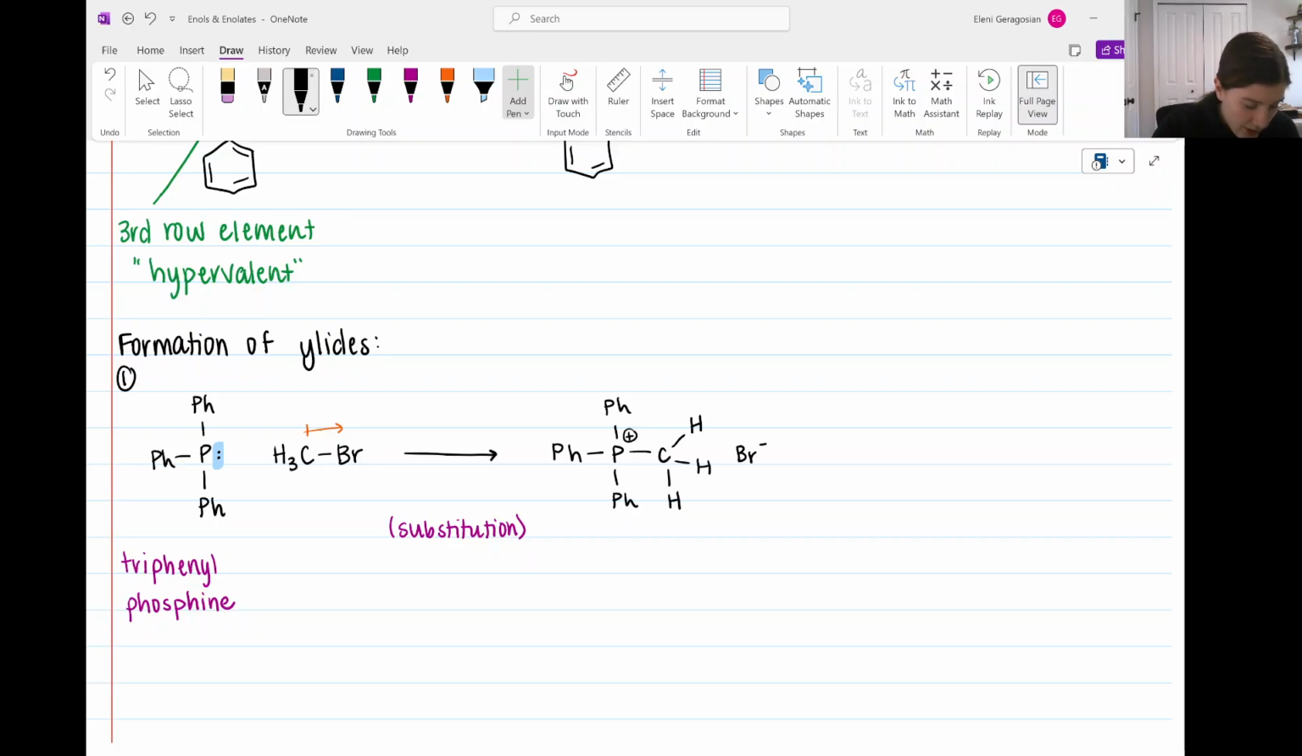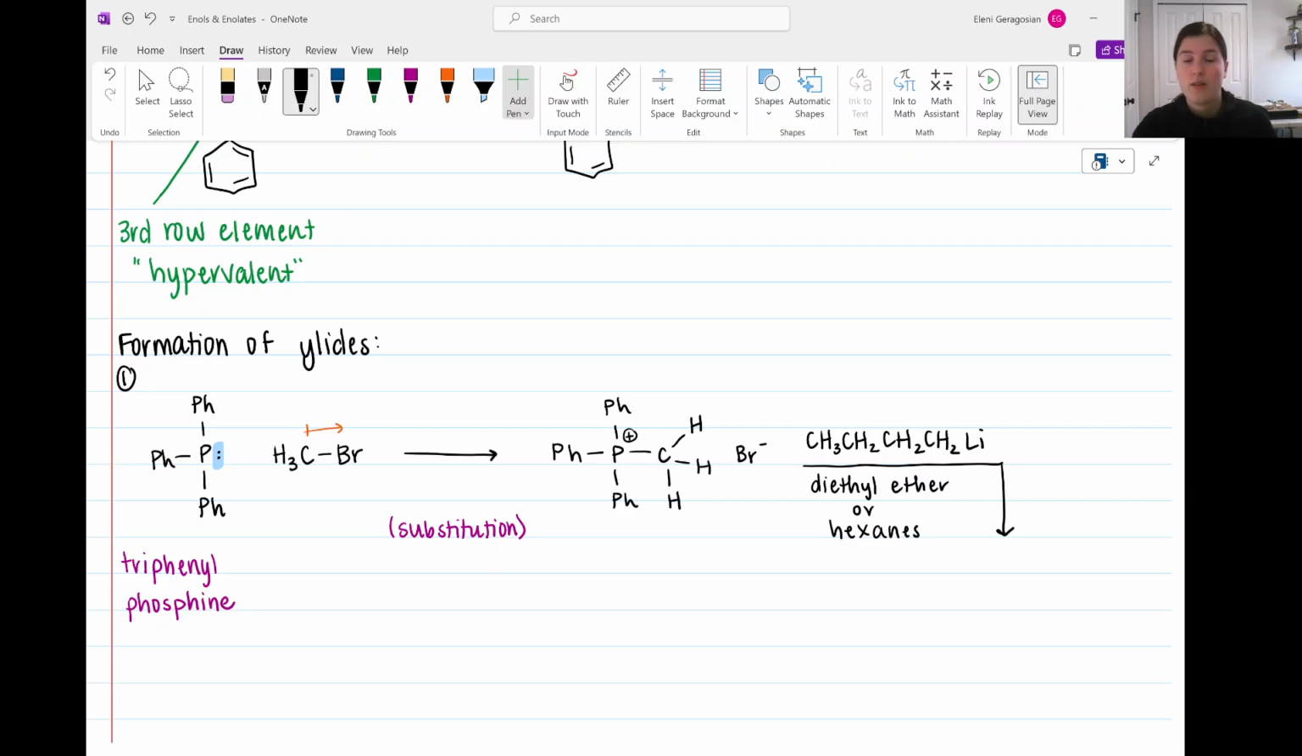A strong base that can be used here that's often used for formation of ylides is butyl lithium. So CH3, CH2, we have 4 carbons, and then a lithium. This is done in an aprotic solvent, so something like diethyl ether or hexanes. Some aprotic solvent can be used here. And this is because butyl lithium is a strong base.